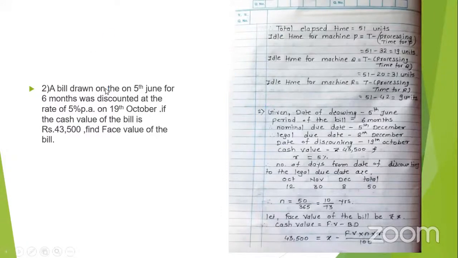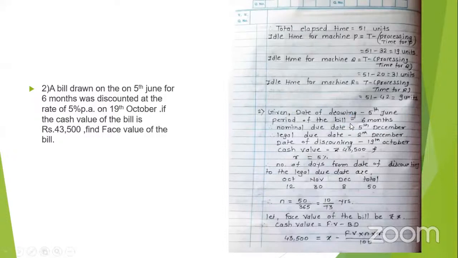Now the second question we have here: a bill drawn on the 5th June for 6 months was discounted at a rate of 5%. So this question is there and we have to find the face value. So whatever is given, we have to note it down first. It is a standard thing to note down all the given things in the question first. And then, depending on what we have to find and what is given, we have to do the calculation.